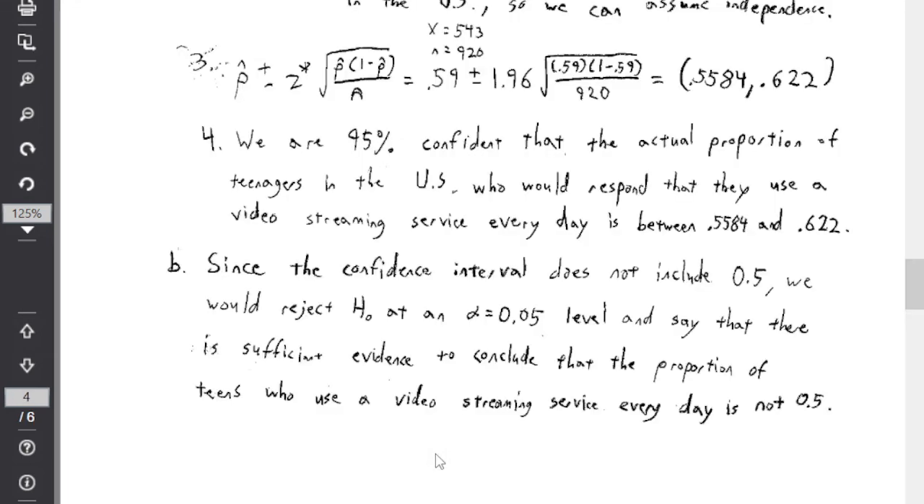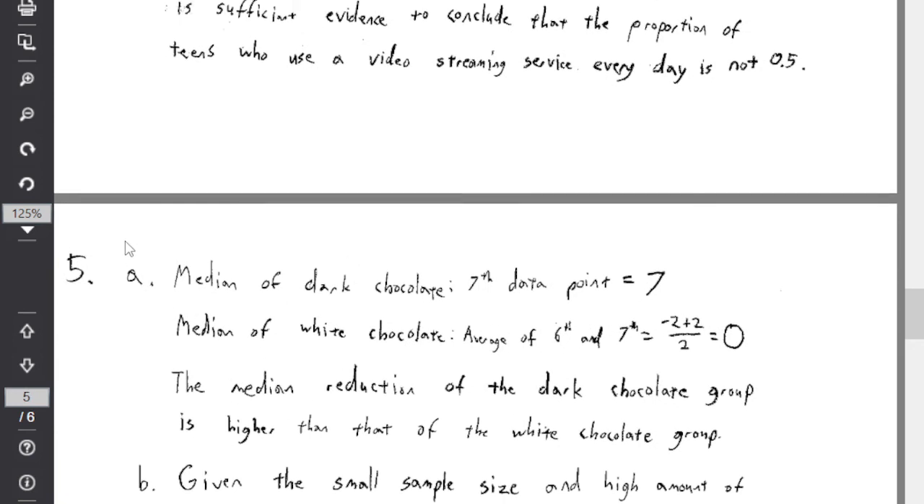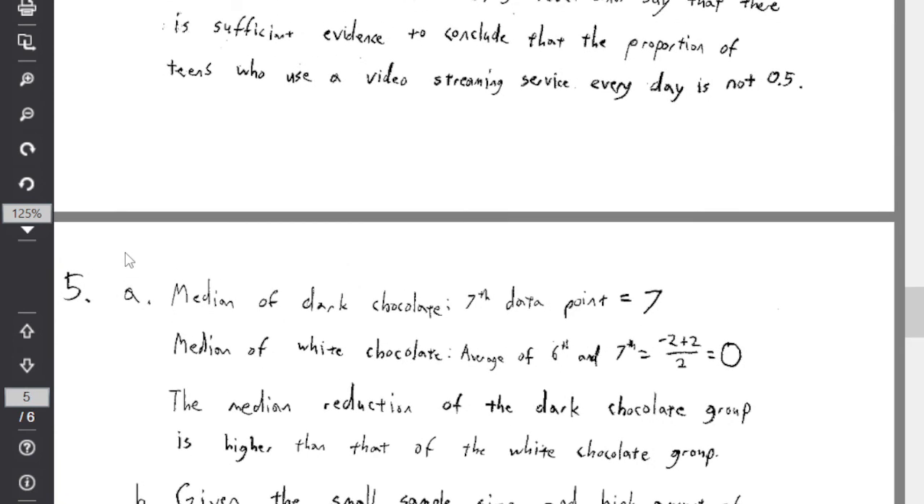So on part A, here is where the 2 medians should have been. There were 13 in one group, so it should be at the 7th data point. That's where the middle value should have been, and that was at 7 on the dot plot. And then the median of the other group, since there were 12 of them, you want halfway between the 6th and the 7th. And so we average them together and we get 0. So the median of this one is higher. The median of the dark chocolate is higher than the median of the white chocolate.